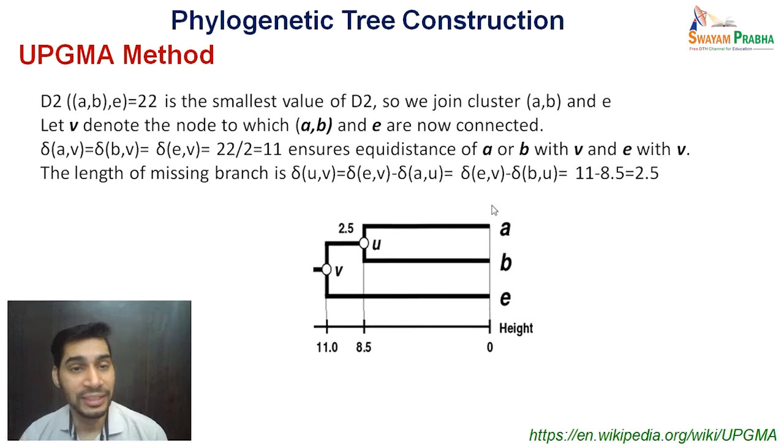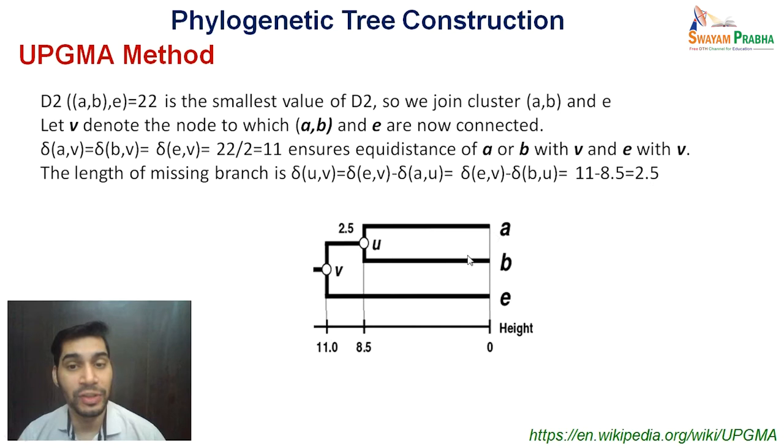Now the distance of A with V, or B with V, or E with V will be 22 divided by 2, that is 11. But this is the distance from V to all these points. What will be the distance between V and U? For that, the distance between U and V can be calculated as the distance between E and V minus A and U, or E and V minus B and U. So we have 11 units between E and V, minus 8.5, which we calculated earlier, the distance between A and U or B and U, which has been denoted here.